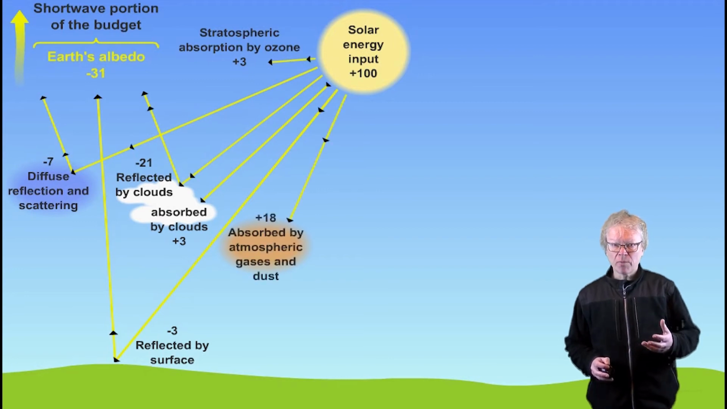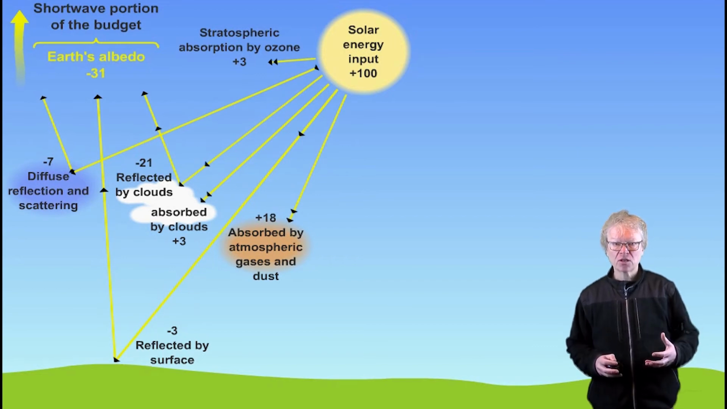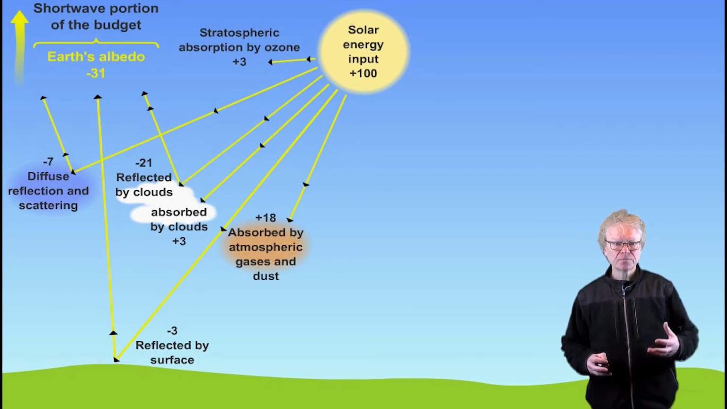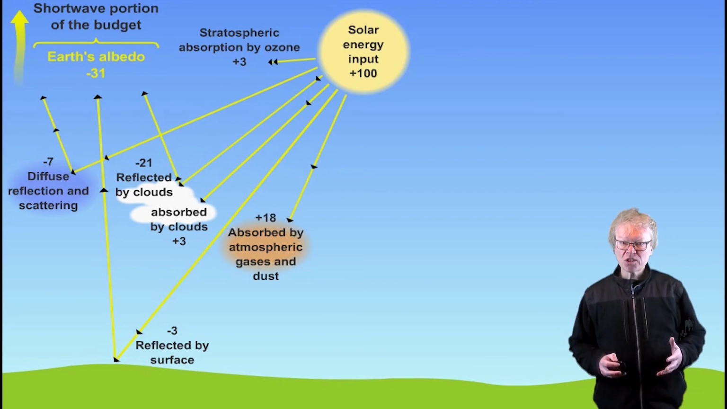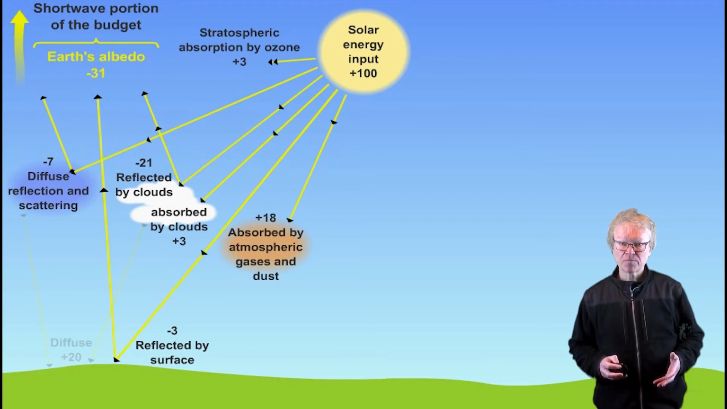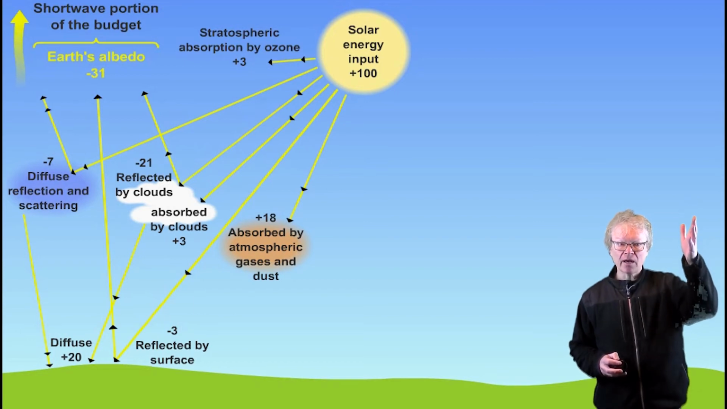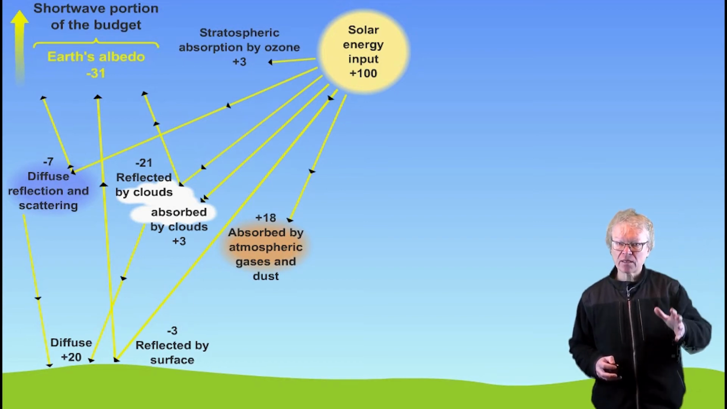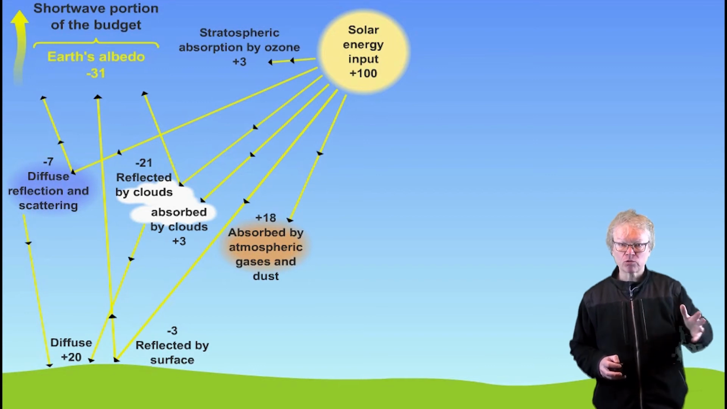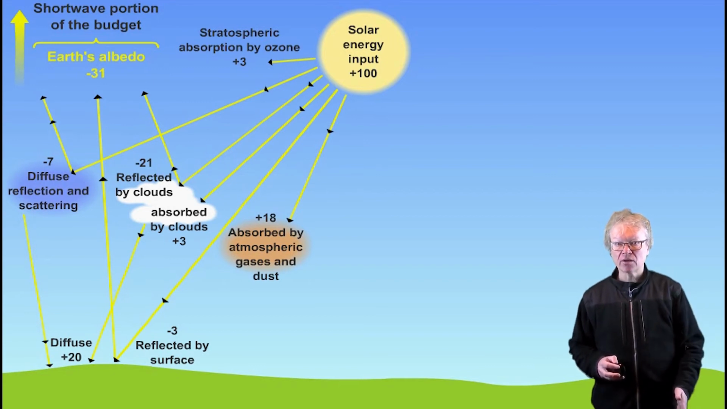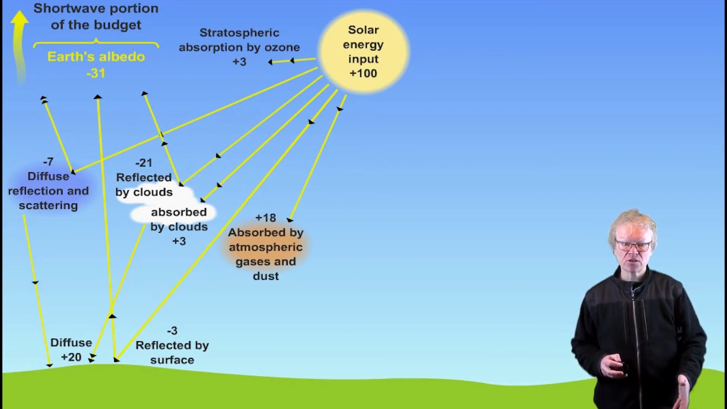18% is absorbed by the gases in the atmosphere and by dust particles. Okay, so that's an addition to the Earth's atmosphere. But you also have some of that radiation reaching the Earth's surface. Now, some of it will pass through the atmosphere and be reflected and scattered. Sure, 7% is reflected back out, but 20% of that incoming solar radiation that is scattered or reflected is also reflected down onto the Earth's surface and reaches the Earth's surface.